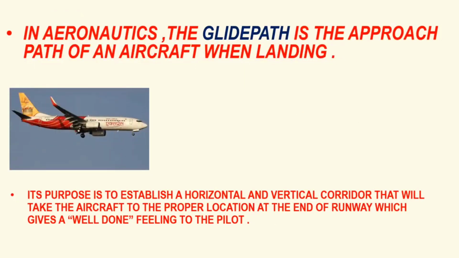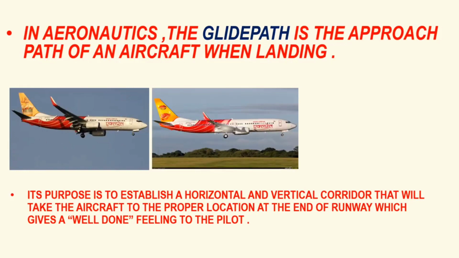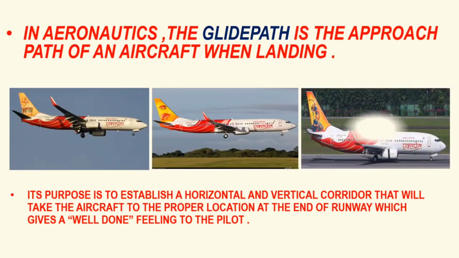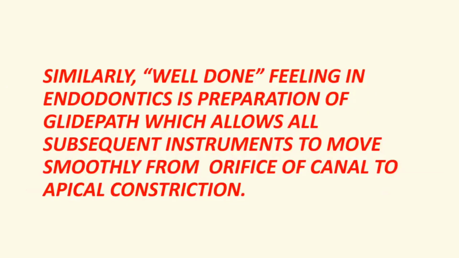In aeronautics, the glide path is the approach path of an aircraft when landing. Its purpose is to establish a horizontal and vertical corridor that will take the aircraft to the proper location at the end of a runway, which gives a well-done feeling to the pilot. Similarly, well-done feeling in endodontics is a preparation of a glide path which allows all subsequent instruments to move smoothly from orifice of the canal to the apical constriction.